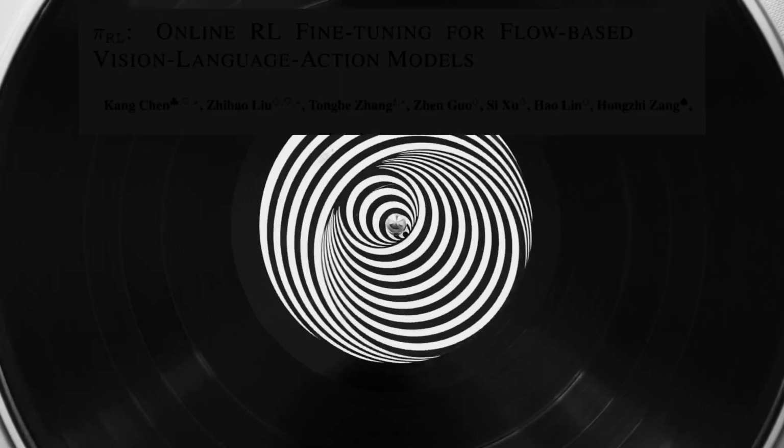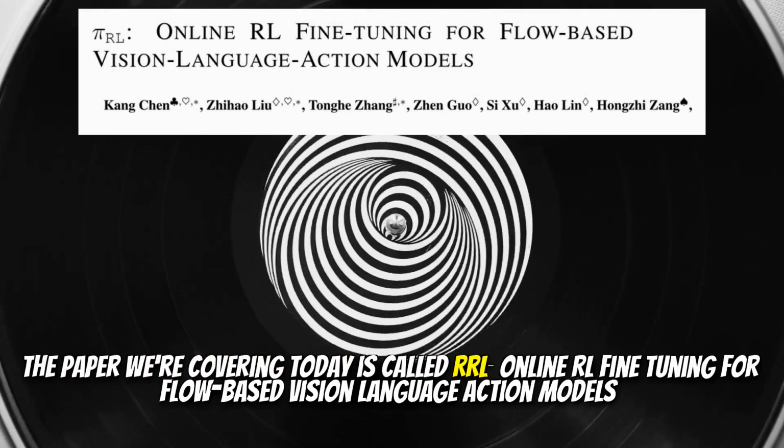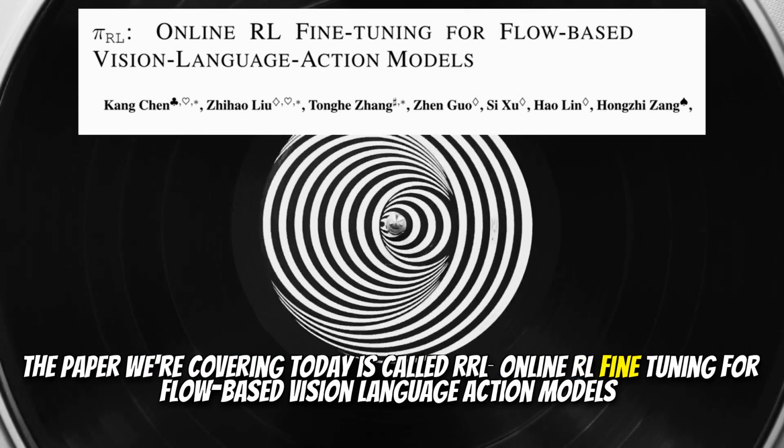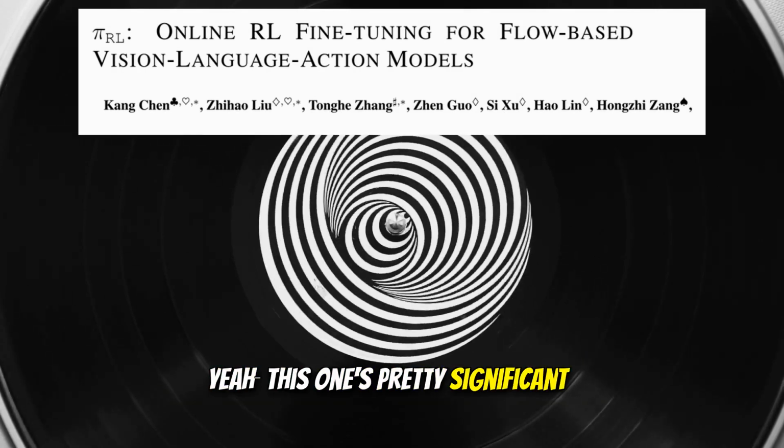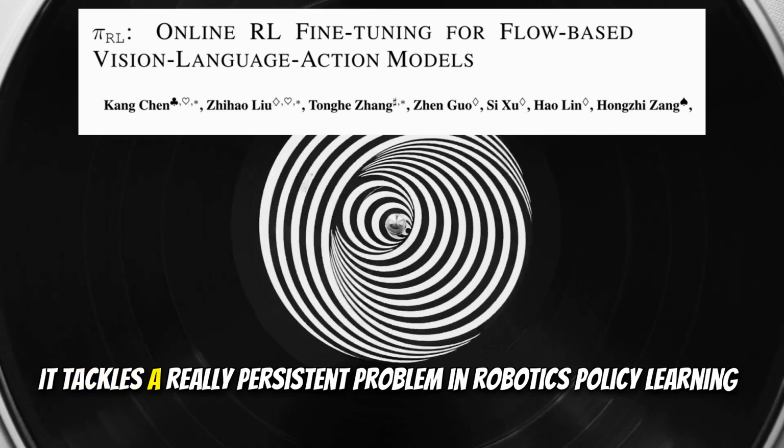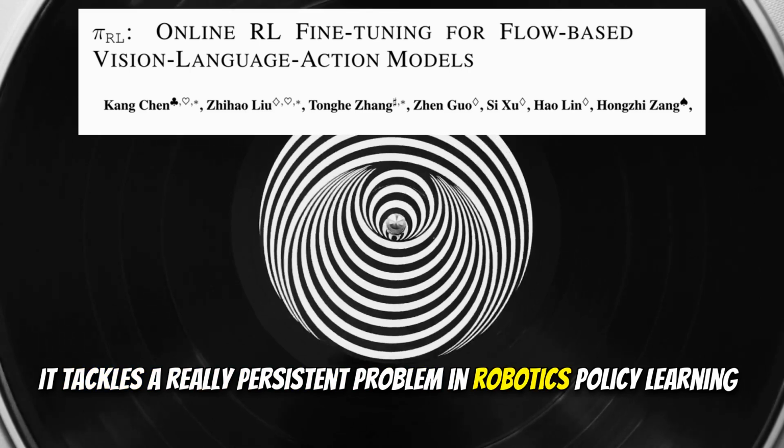Okay, let's jump right in. The paper we're covering today is called πRL, Online RL Fine-Tuning for Flow-Based Vision Language Action Models. Yeah, this one's pretty significant. It tackles a really persistent problem in robotics policy learning.